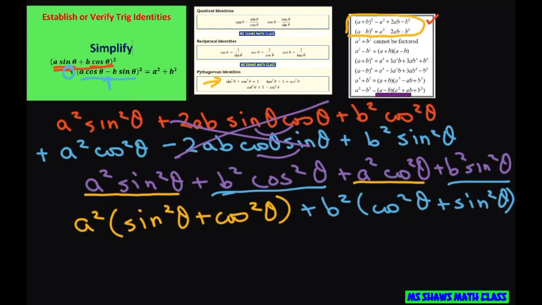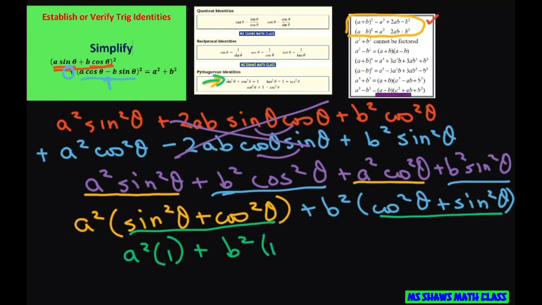Now, back to our Pythagorean identity. This equals 1, so you have a squared times 1 plus b squared times 1 equals a squared plus b squared. And we verified the trig identity.